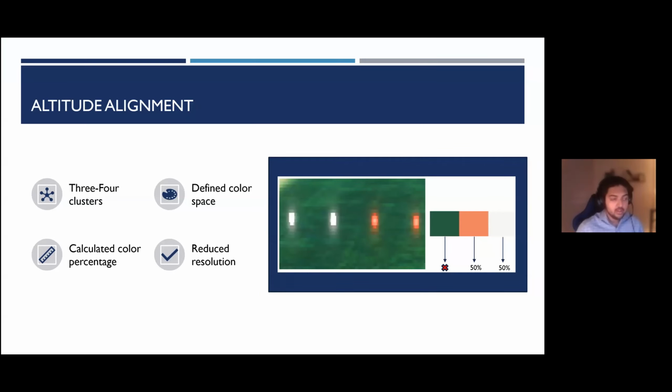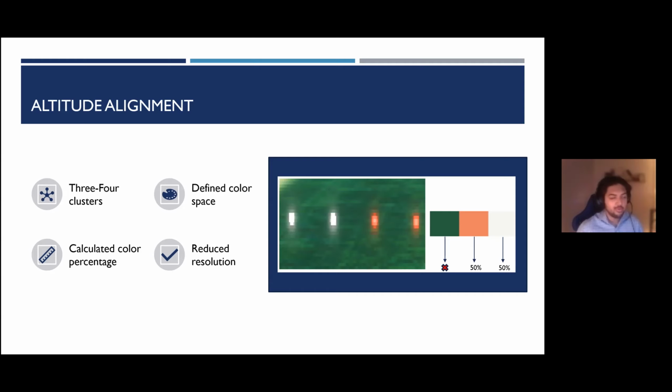We can take the color of the lights and use this color space to determine if the altitude is correct or not that the plane is on. These glide slope lights use k-means clustering, and determining this relative altitude corresponds with the colors present. So as you can see in this example, there's 2 red and 2 white lights. 50% each means the plane is on the correct path.